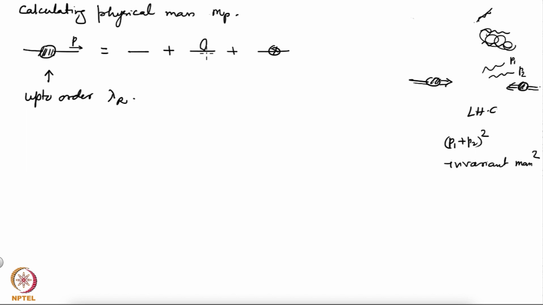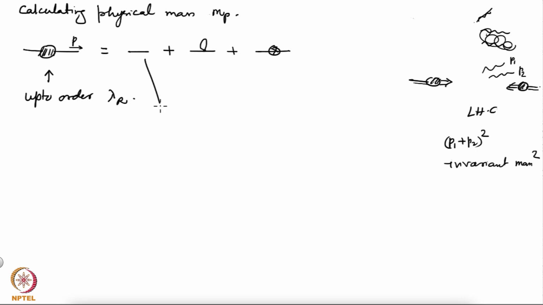Plus you have this self-energy diagram. Okay, one loop self-energy diagram. It has a factor of lambda r here, so it contributes. And this one you have seen, this vertex itself is order lambda r. Okay, so this also contributes at order lambda r.